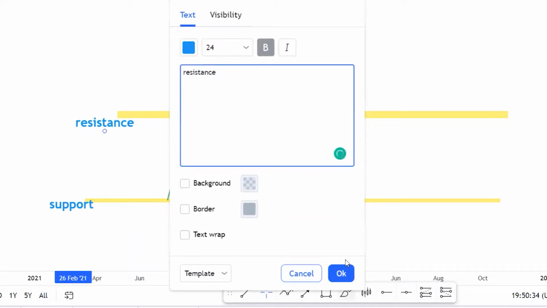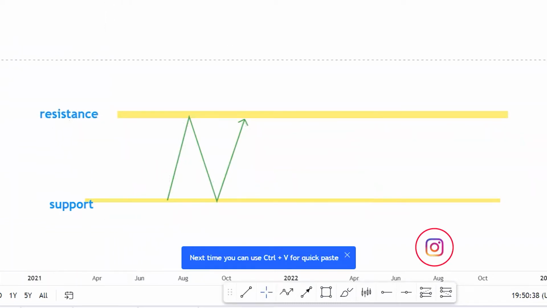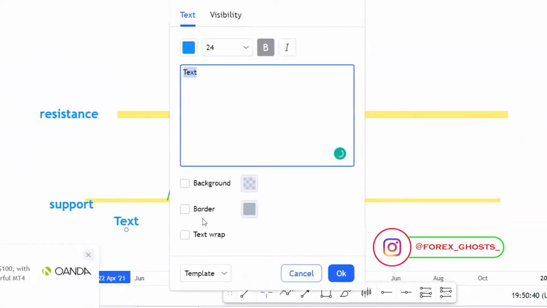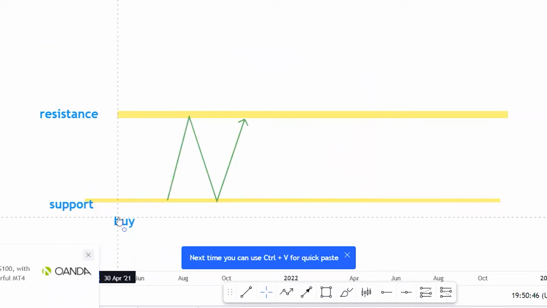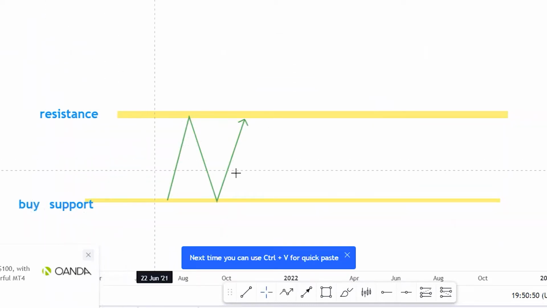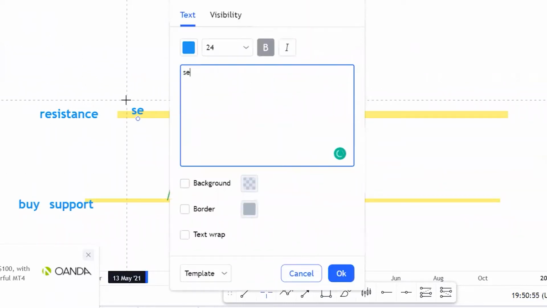So this is resistance. So that's why you're doing what? That's why you're selling. So let's put our buying mode. So this is on support, we do what? On support we buy. On support we are doing what? We buy. And at resistance we are doing what? We are selling. So let's just take this and then sell.